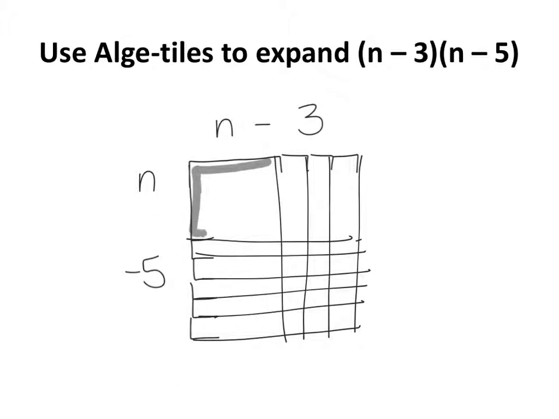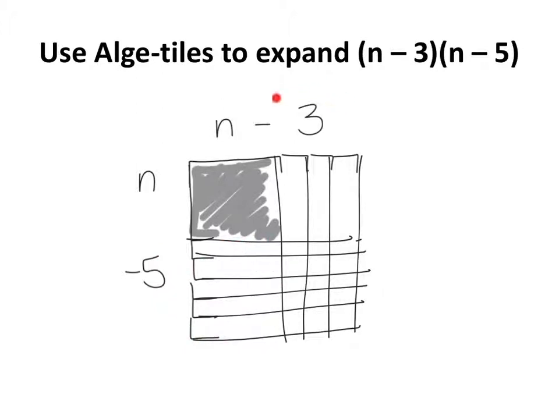Positive n and positive n. This tile will be positive. The next few tiles I consider come from negative 3 multiplied by n. These tiles will be negative. And these tiles come from a positive n multiplied by negative 5. These tiles will be negative.